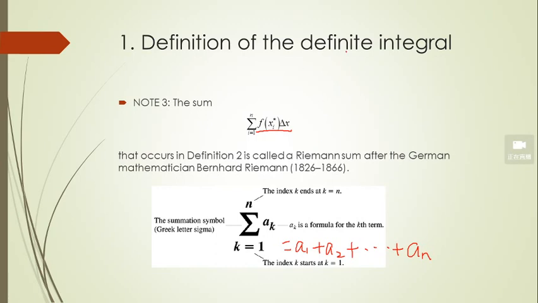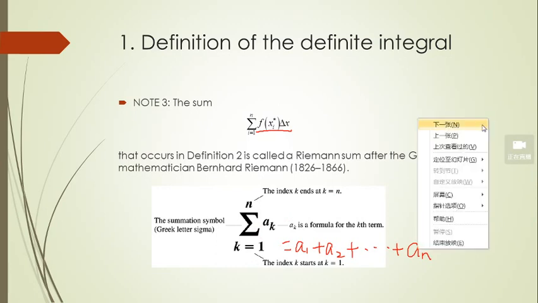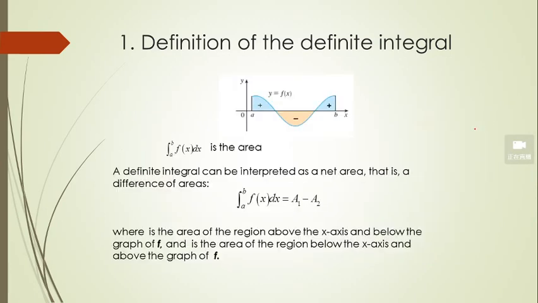You can think about the graph we're talking about. The width for each rectangle is always delta x. So that's again how we explain what sigma notation means, okay? Note 3. Now, let's discuss again here.